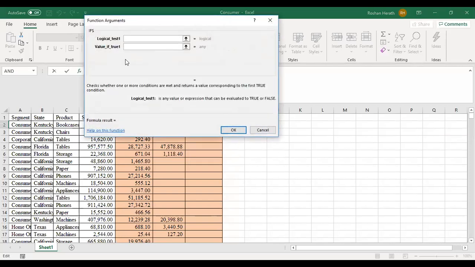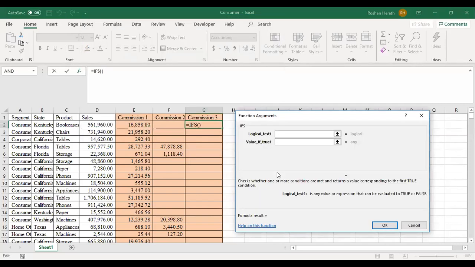So you can take these IFS. When it comes to the test, it has to be 3 tests, so we may have to take AND. Then you may take this segment. It has to be the consumer. Then the second condition is the state. The state has to be California. And the third thing is about the product. It has to be tables, if I'm not mistaken. Then you can close the bracket. If true, multiply this by 0.07.